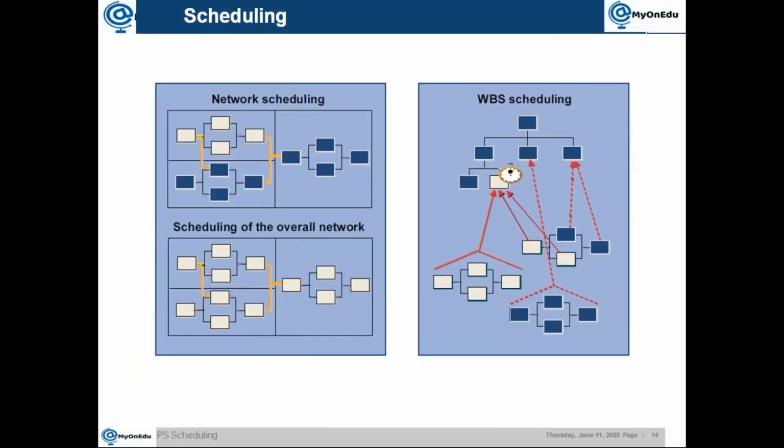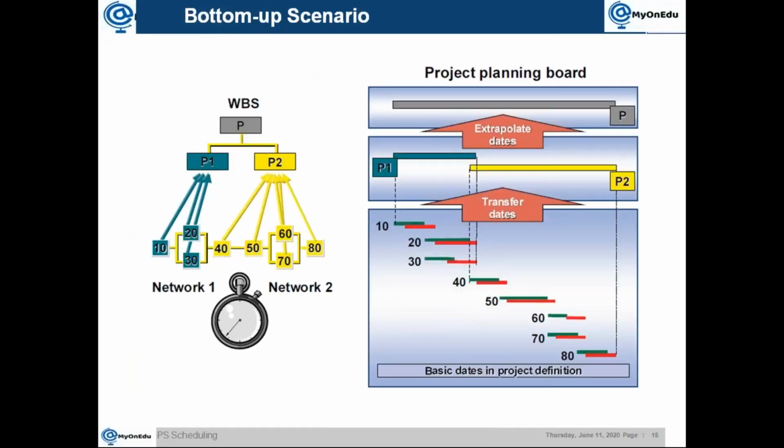Okay, so then the next is scenario. We have a bottom-up scenario. A bottom-up scenario means your network activities will decide the date of the project or WBS dates. So the lowest level it will consider and transfer and reach up to the project level. So this is one scenario. You can use bottom-up scenario.